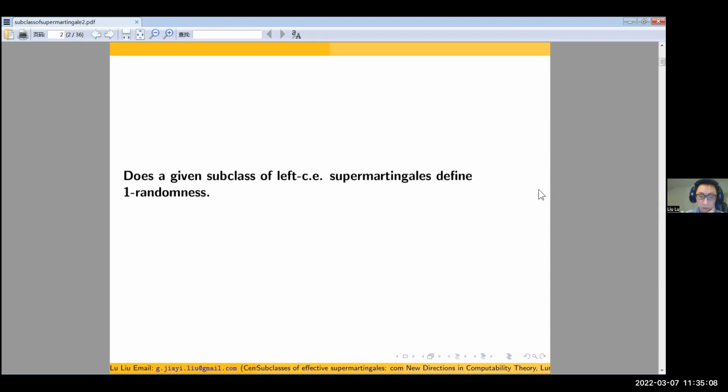So if you are a gambler and this x as an event happens, then your money will roughly speaking grow very very large. It is unbounded. That's what I mean by succeeding. But whether a subclass of left CE supermartingale does so is a completely different question.